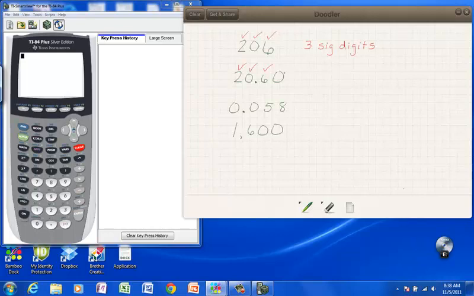So if those mean the same thing, then that 0 must be there for an important reason. And the reason it's there is to tell somebody that we didn't stop measuring at the tenths, we measured clear out to the hundredths place. And so any 0 behind a decimal over here on the right is considered a significant digit. So 20.60 has 4 significant digits.